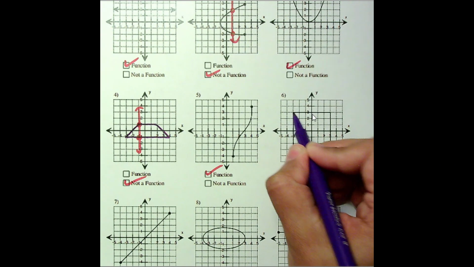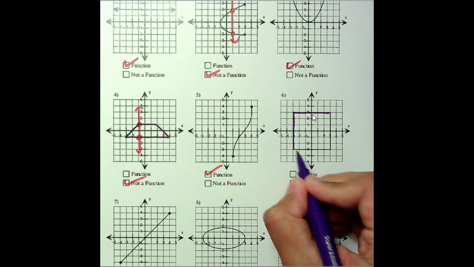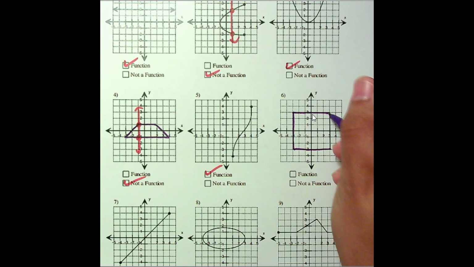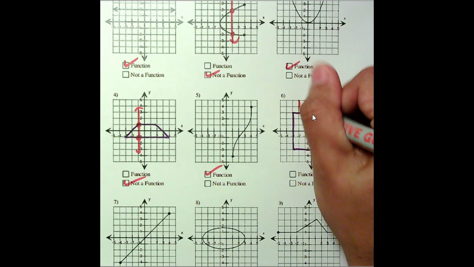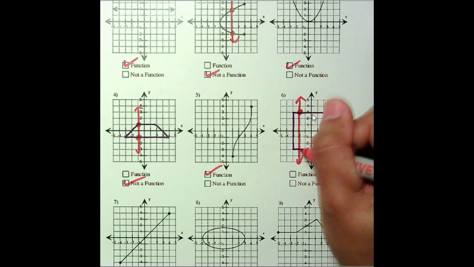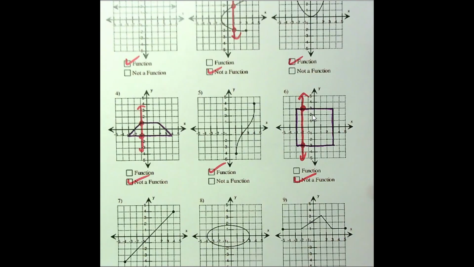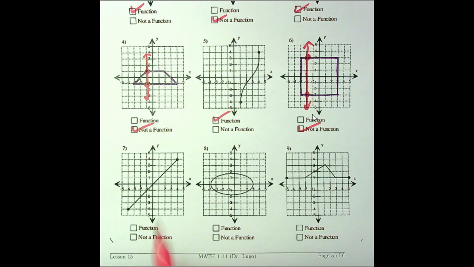This one is not a function. Because, for example, that vertical line right there intersects it at those 2 points. So this is not a function. How about these last three? 7, 8, or 9. Is that the graph of a function?